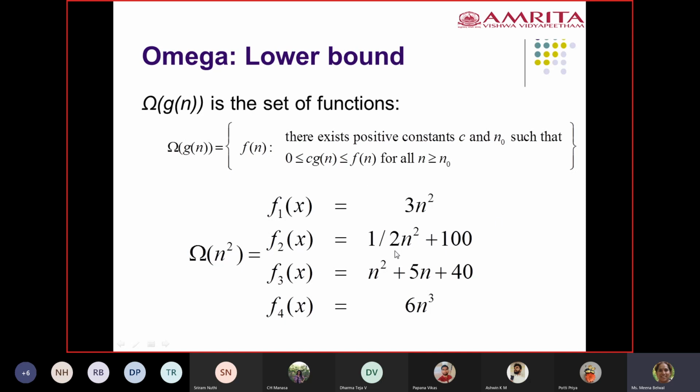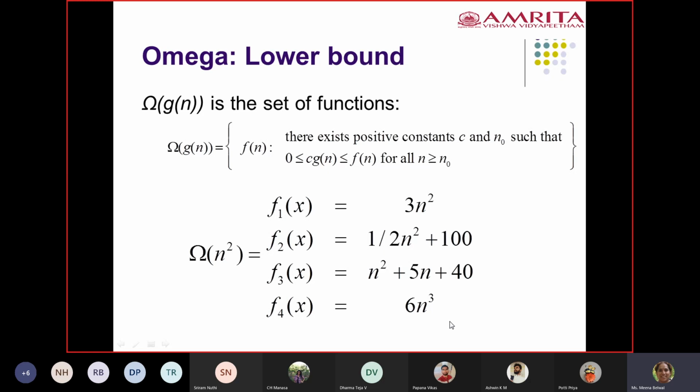Because it is important that I am able to find a c and a corresponding n0. Now, if you want to prove that, you saw that if f1(n) is 3n square, it is O(n square) also and omega n square also. But the corresponding constants are going to be different, right? Because if we are seeing the lower bound, it will not work with the same c and same n0. So there will be a different constant c and a different constant n0. That is going to make sure that 3n square is omega n square, right? Similarly, all this is going to be true.